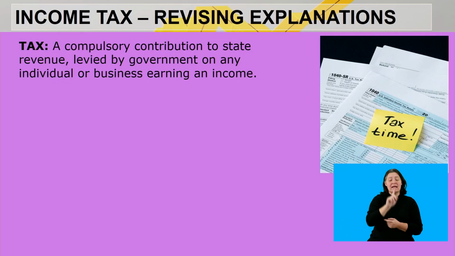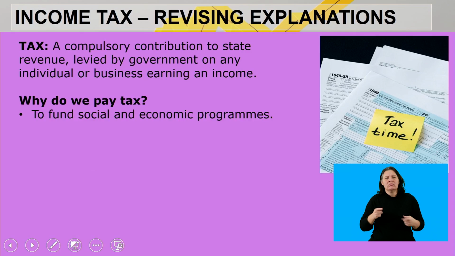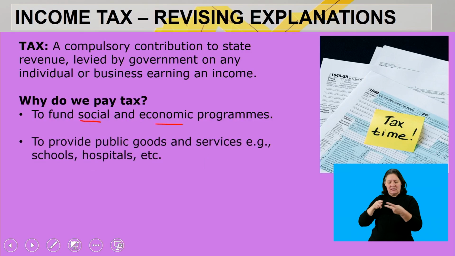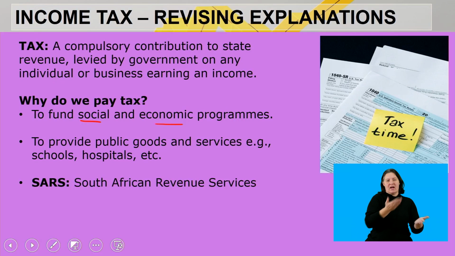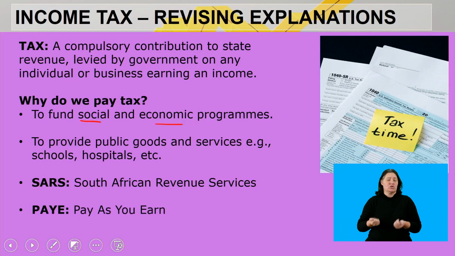Okay, now let us look at other important terminology as well. So I've indicated here that tax is a compulsory contribution to state revenue levied by government on any individual or business earning an income. So why do we have to pay tax, you may ask? Okay, so it's to fund social and economic programs, right? Also to provide public goods and services, for example, schools, hospitals, etc. Then we already spoke about this. SARS is the South African Revenue Services. And then PAYE is pay as you earn.